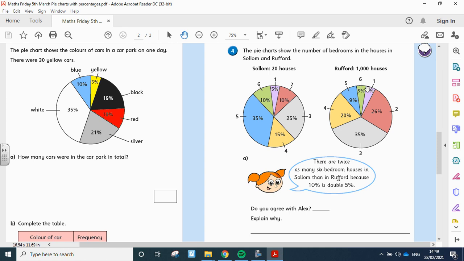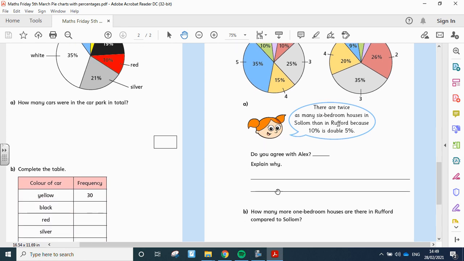Now, I am going to disagree with Alex. I'm going to disagree because this is only 20 houses, and this is 1,000 houses. So see if you can work out what 10% of 20 is, and what 5% of 1,000 is. It's fairly straightforward numbers to work with. And then compare the two things.